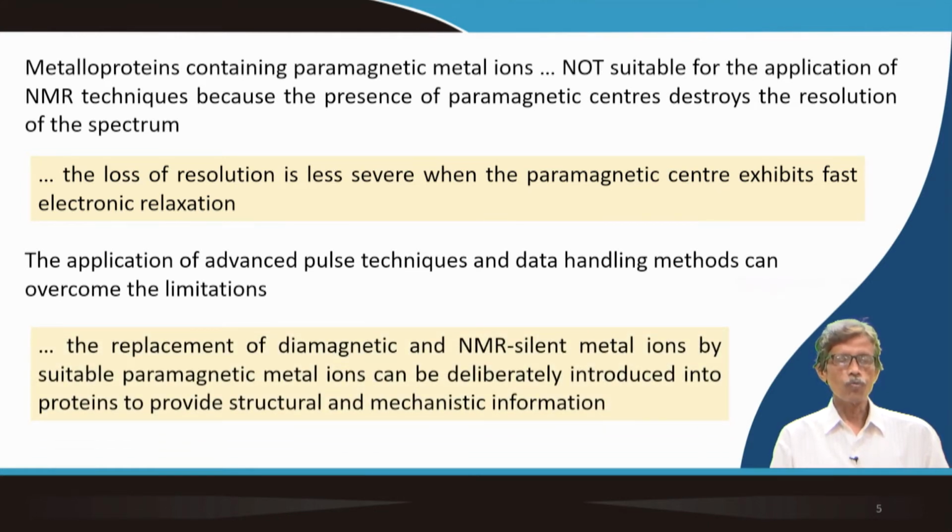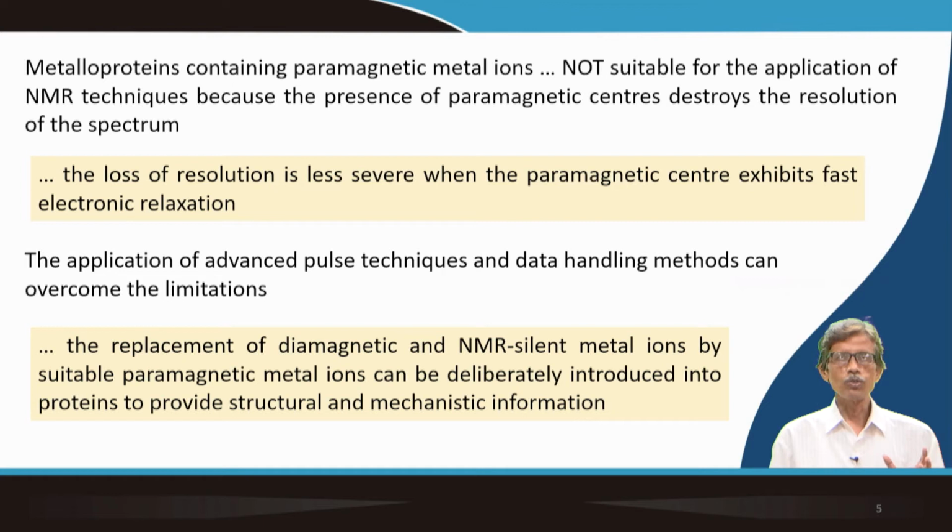Sometimes we go for the replacement with diamagnetic and NMR silent metal ions. You have one particular sample where the metal ion is there, but it is diamagnetic, say zinc proteins or zinc bearing metal ion complexes. The zinc protein or zinc bearing metal ion complex can have an important role to play in studying the corresponding NMR spectrum for that particular sample. But sometimes, we know zinc is present in carbonic anhydrase or carboxypeptidases.